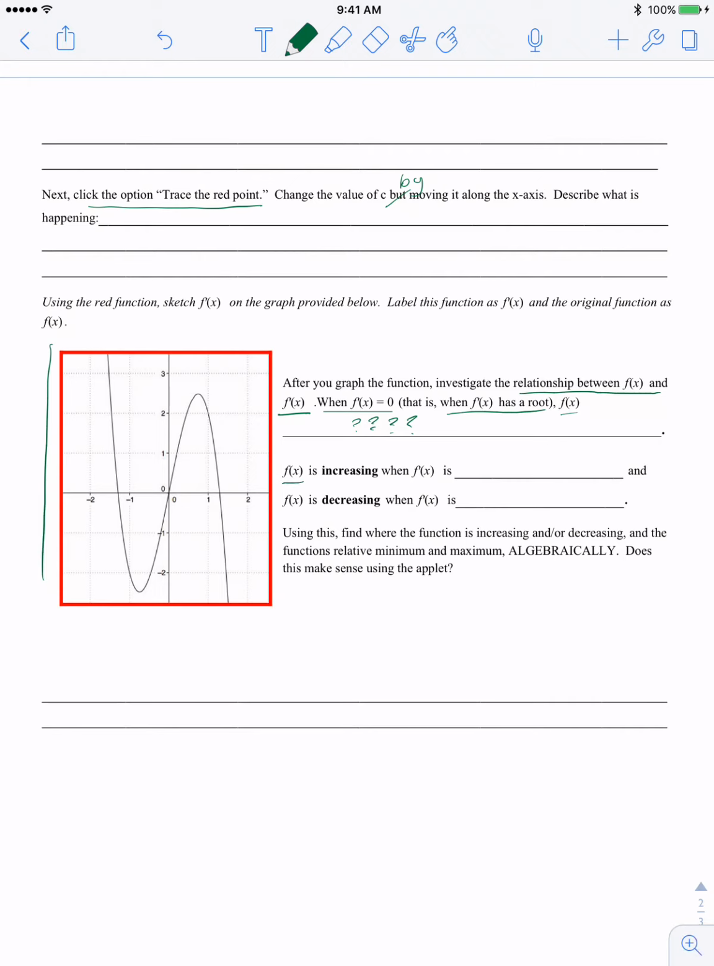When your original function f of x is increasing, what is the derivative doing, f prime of x? When f of x is decreasing, what is your derivative doing, f prime of x? Using this, find where the function is increasing and/or decreasing and the function's relative minimum and maximum algebraically. Does this make sense using the applet?